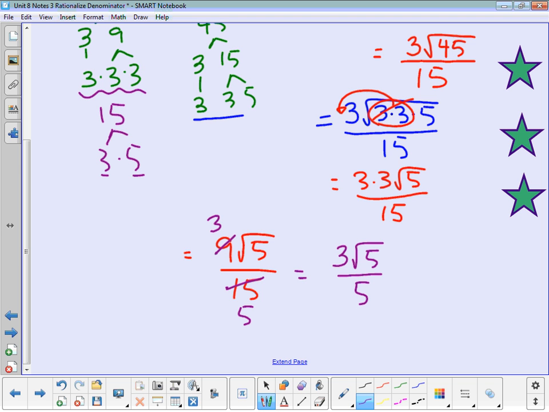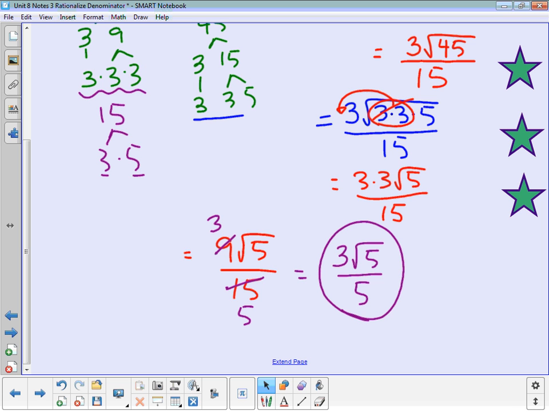Now my denominator is rational. I have no perfect squares under the radical. I have no radical in the denominator, and everything is as simplified as it can get. That's my final answer. So basically, you just need to keep simplifying as much as you can until we get down to the end. I want you to pause the video at this time and see if you can work on number 4. And we're going to call that the end of our video for today.